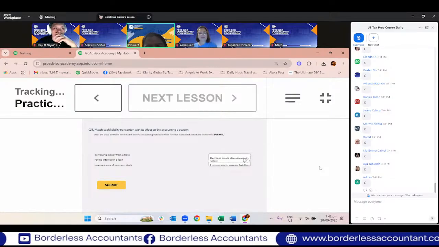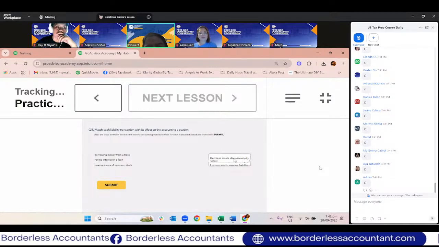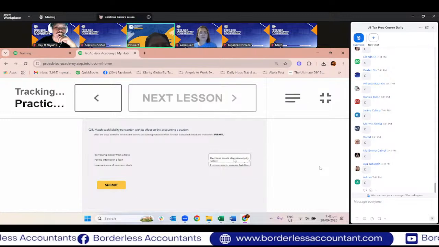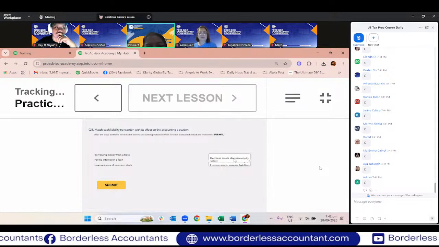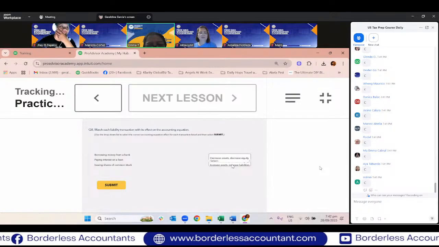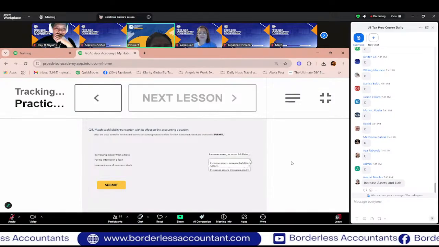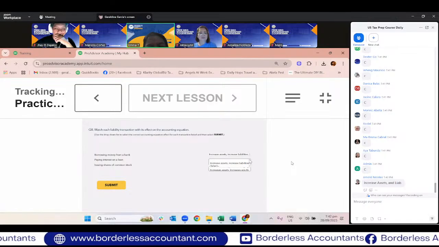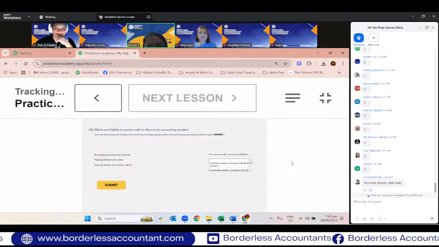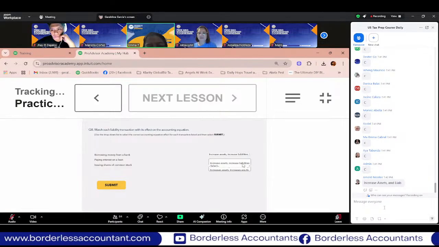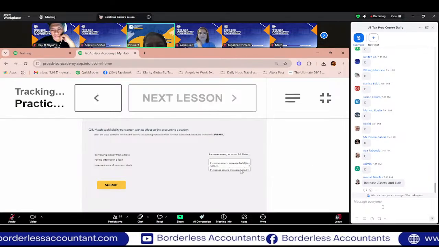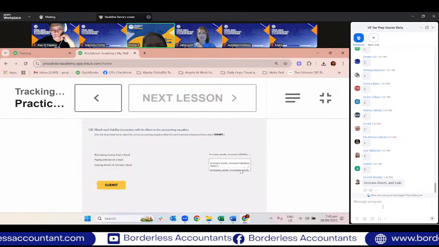Decrease assets, decrease liabilities. So borrowing money, we increase our assets, and then increase our liabilities. So let's click on that. Then paying interest on a loan. Paying interest, so there's an increase in expense. Interest, yes, expense.